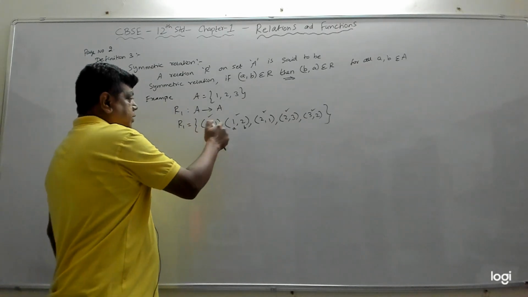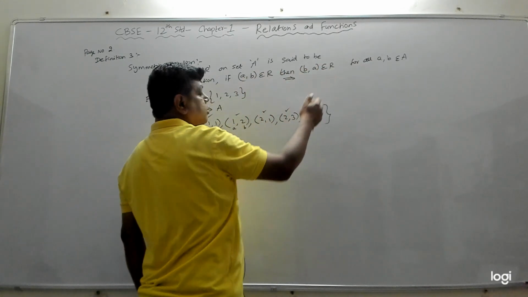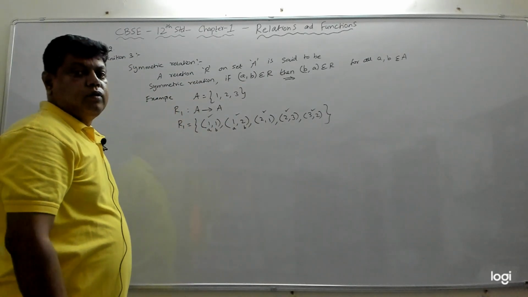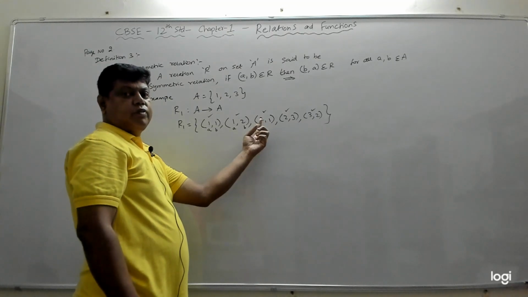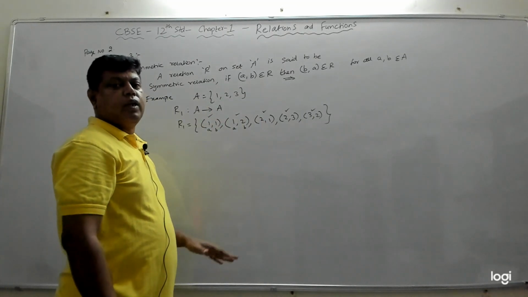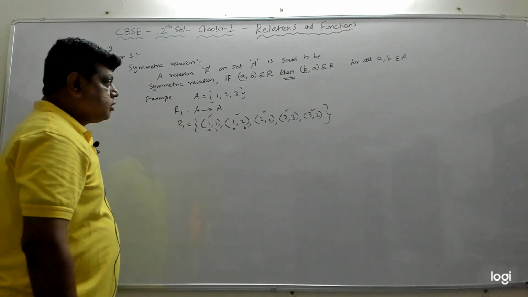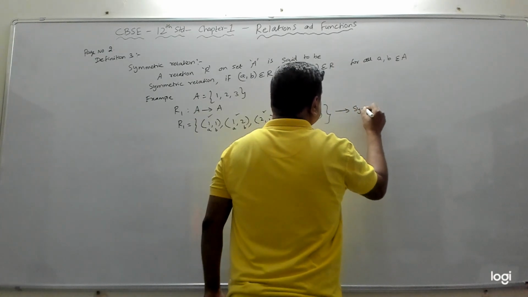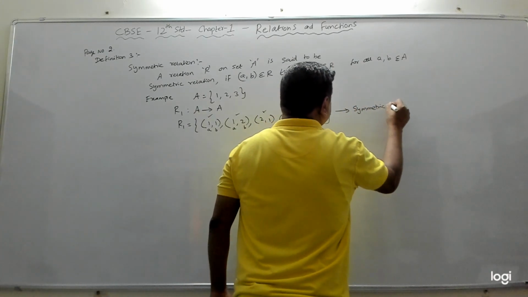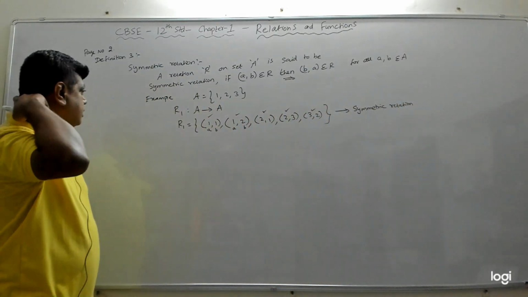So for every element, it is satisfied. Whenever A comma B belongs to R, then B comma A should be in R, which is true. Which means whenever you take any element, the reverse of that should be in the same set. This should be true for every element in the set. So here R is symmetric. This relation R1 is called a symmetric relation.